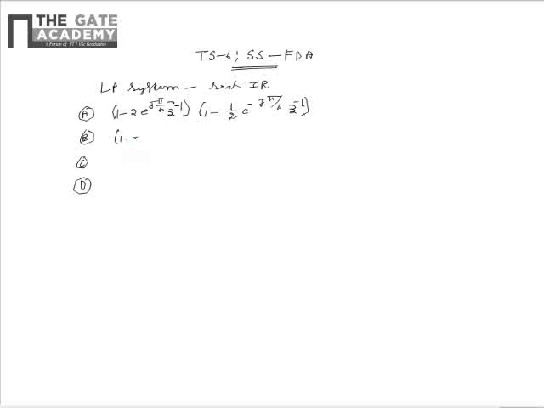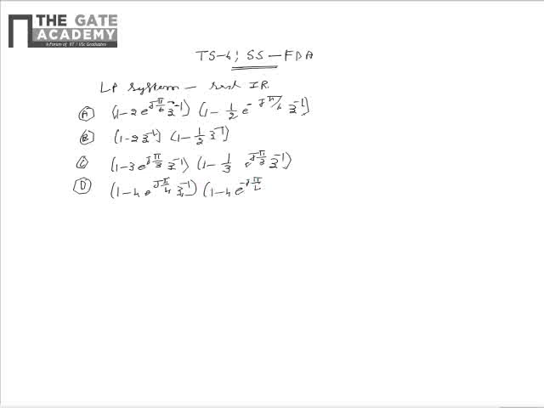Option B says (1 minus 2 z^-1) multiplied by (1 minus half z^-1). Option C says (1 minus 3 e^(jπ/3) z^-1) multiplied by (1 minus 1/3 e^(jπ/3) z^-1). Option D says (1 minus 4 e^(jπ/4) z^-1) multiplied by (1 minus 4 e^(-jπ/4) z^-1).